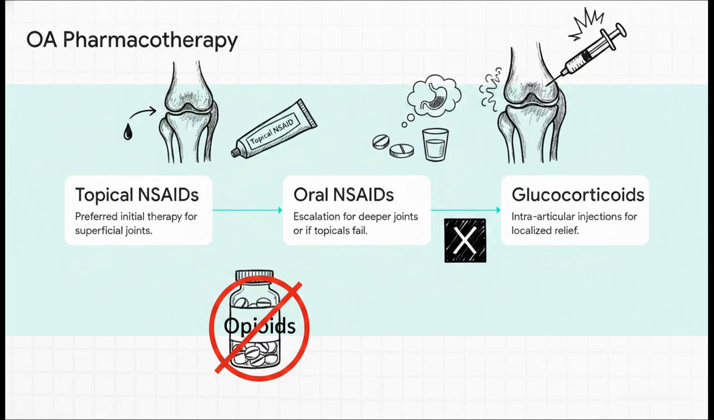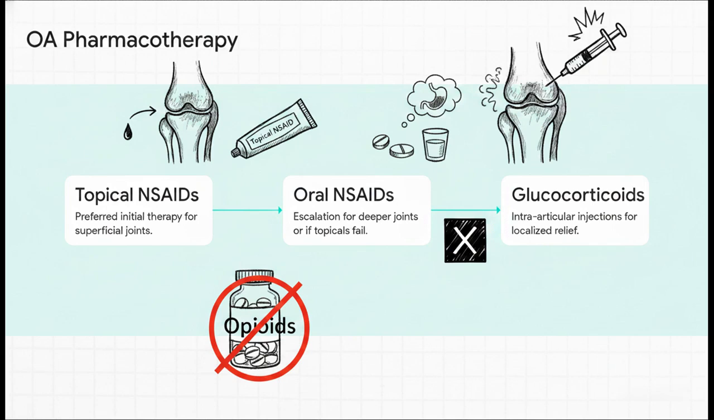Of course, when lifestyle modifications aren't enough, we escalate pharmacologically. For superficial joints, like the knee, topical NSAIDs are preferred initially. Why? To minimize systemic toxicity. If that fails, or if we're dealing with deeper joints like the hip, then we move up to oral NSAIDs, but you always have to keep those cardiovascular and GI warnings top of mind.